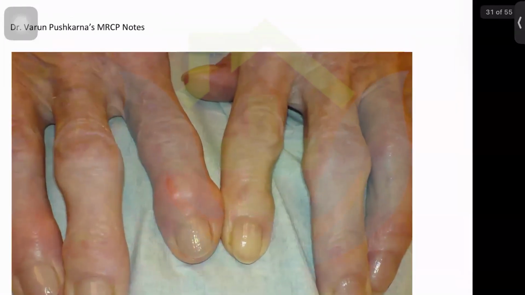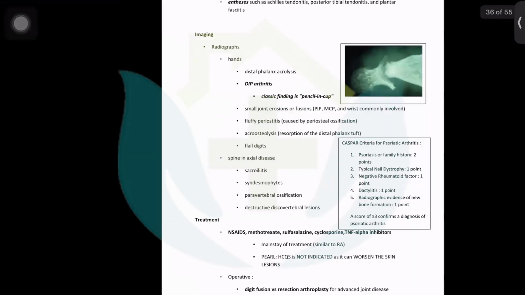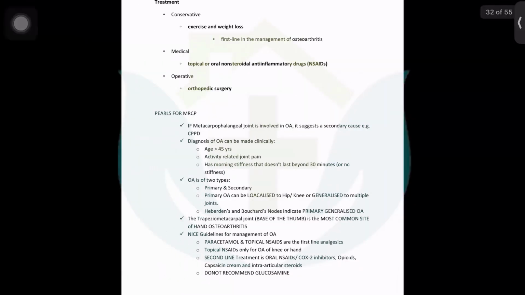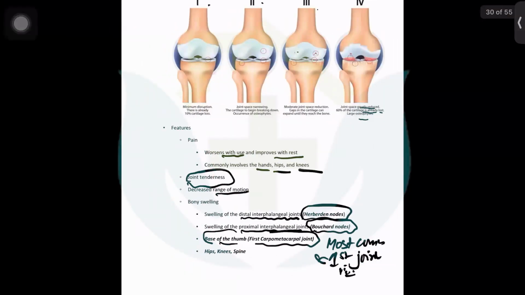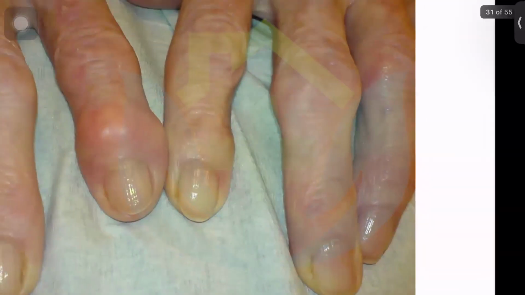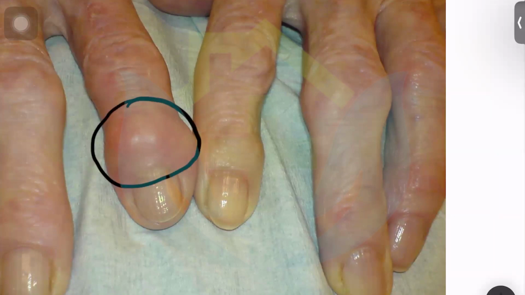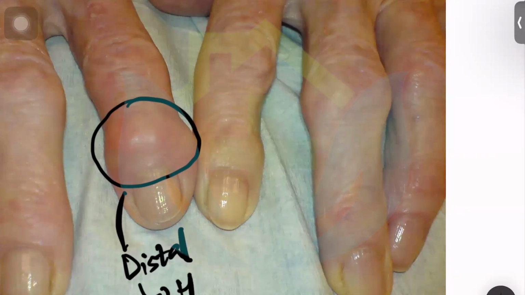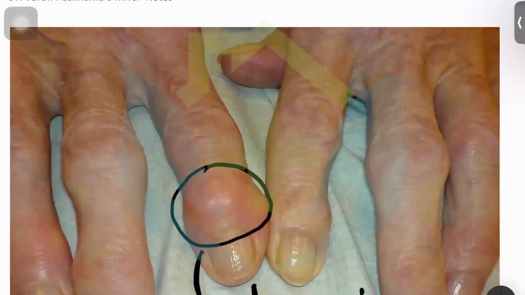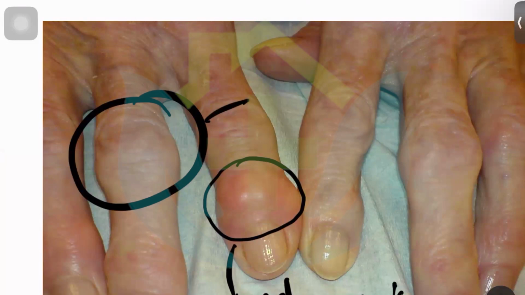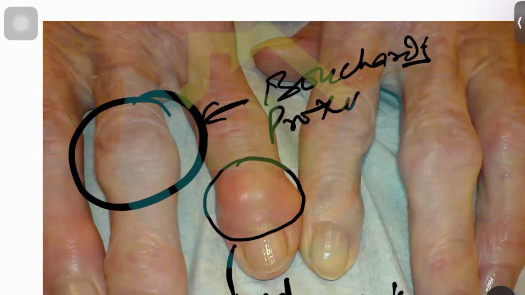So, you see both of them here. Which are these nodes? Heberden's nodes. Which are these nodes? Bouchard's nodes. Okay.